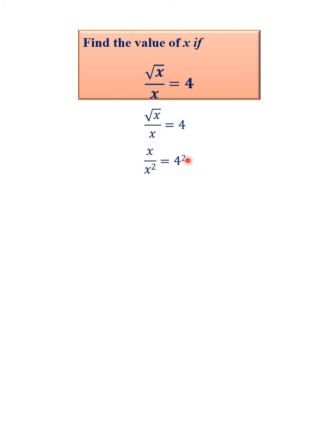4 squared is 16, right? So we can cross multiply here by multiplying 16 with x squared and equating it to x times 1. So 4 squared is 16. By cross multiplication, 16 times x squared gives us 16x squared, and that is equal to x. This is where so many persons will get it wrong.